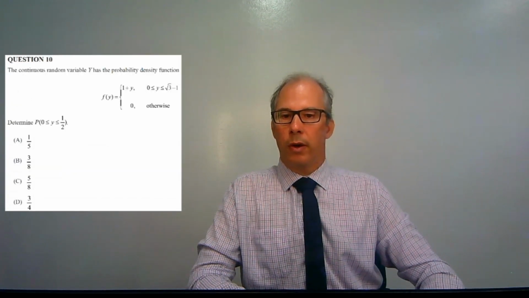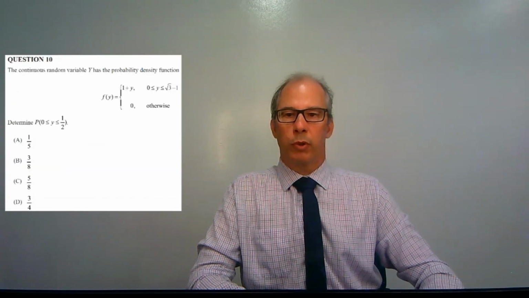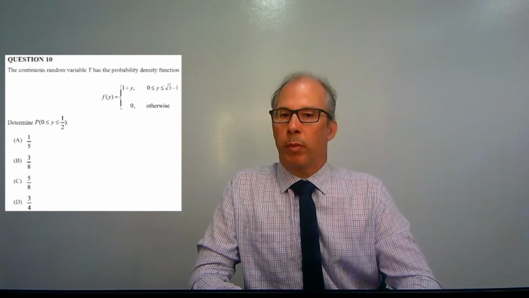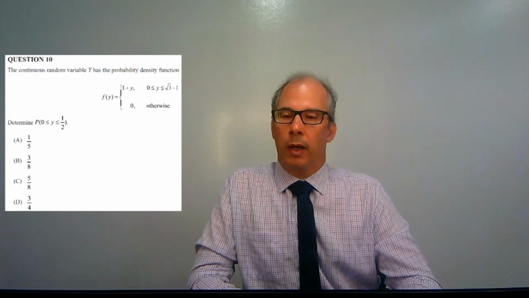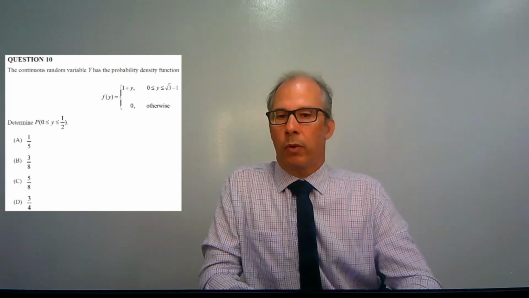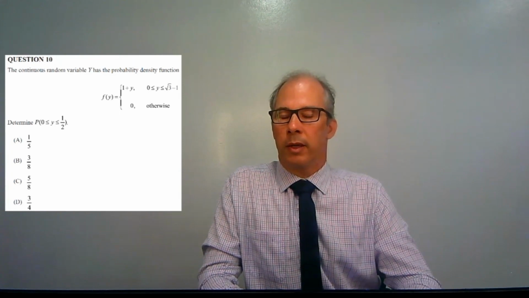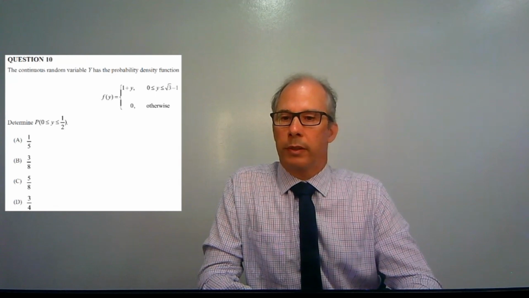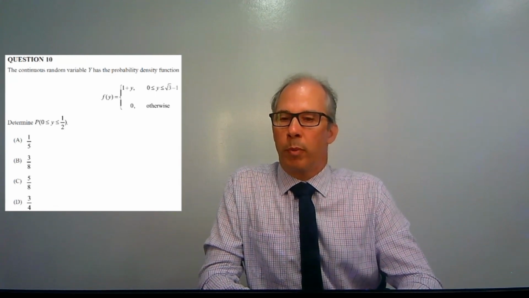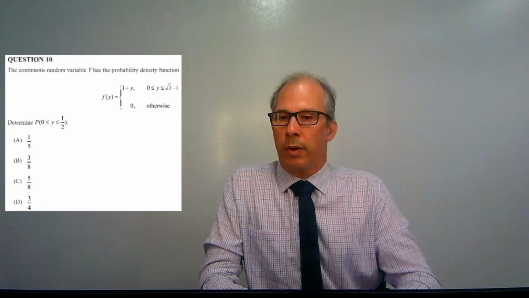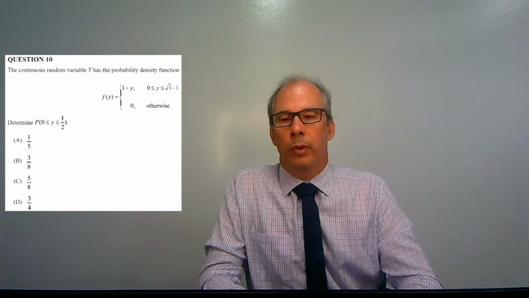Okay, question 10, our last question of the paper 1 multiple choice exam. The continuous random variable y has the probability density function f of y is equal to 1 plus y, where y is greater than or equal to 0 and less than or equal to root 3 minus 1, and 0 otherwise. So we're asked to determine the probability that y is greater than or equal to 0 but less than or equal to a half.